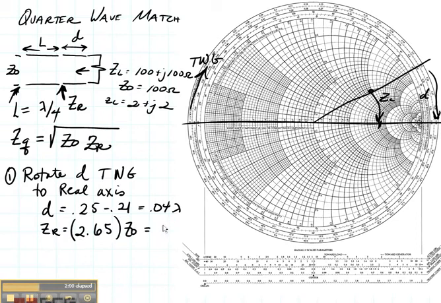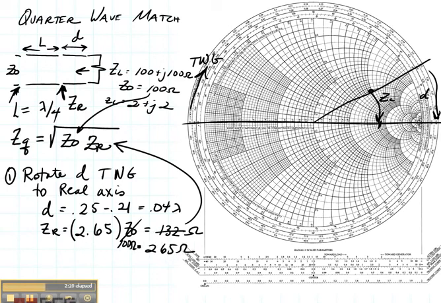The value that I get is 132 ohms. So that's the ZR that I'm going to plug in right here with the Z0. Oops, I multiplied this by 50 and not 100, so there's a mistake. The value that I should have is 265 ohms, because this is 100 ohms and not 50.